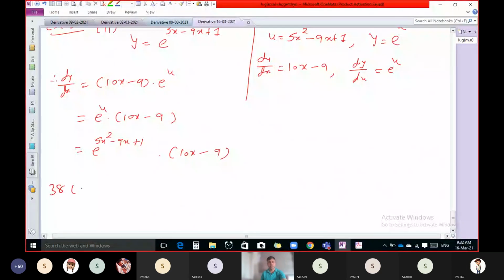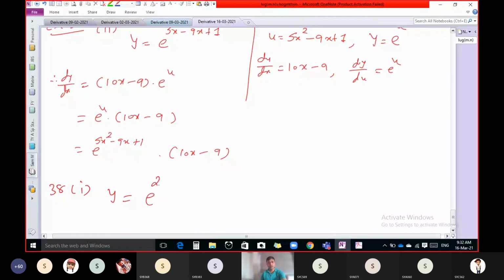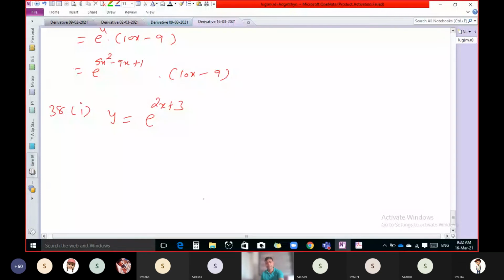Let us do this question also. 38 first. Y equal to e raised to 2x plus 3. Same way. Tell me the first step. You can take u equal to 2x plus 3. So your y equals e raised to u.